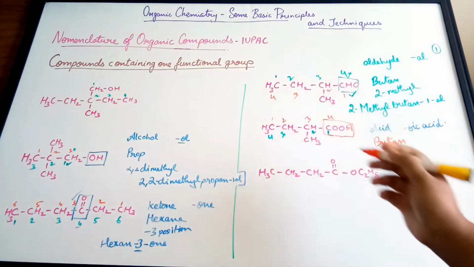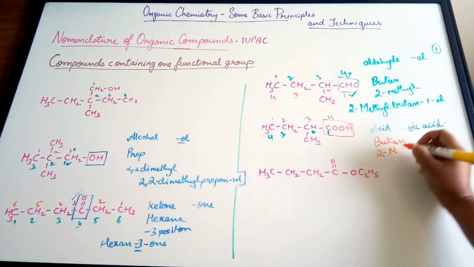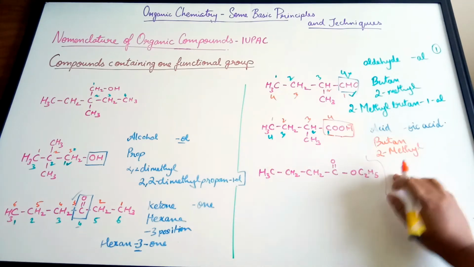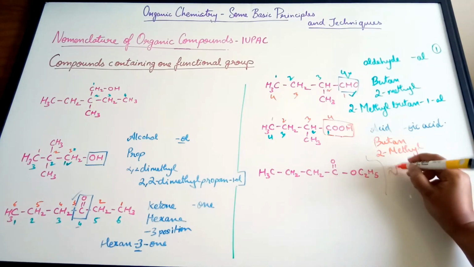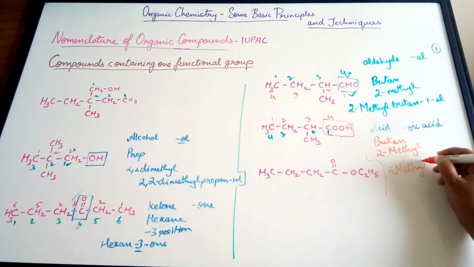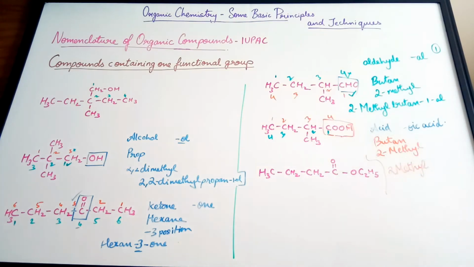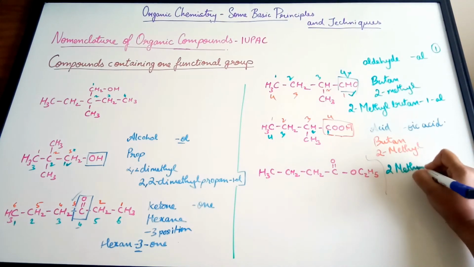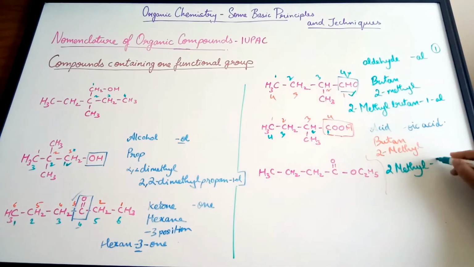And it has a methyl group at the second position, similar to the above compound. So its name would be 2-methylbutane-1-oic acid, or 2-methylbutanoic acid.